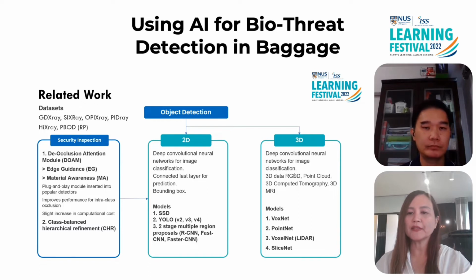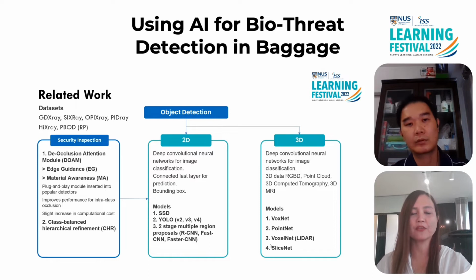On the 3D basis, the data would be 3D data such as RGBD, point cloud, or tomography, which is computed tomography, CT, or 3D MRI. And then you use models like BoxNet, PointNet, VoxelNet, and SliceNet. If you look at SliceNet, it's actually similar to what we initially considered. They slice it and then fuse it to get the image and get the results they want. But the point is it took about 7 seconds to get one inference per bag. This is out of range.